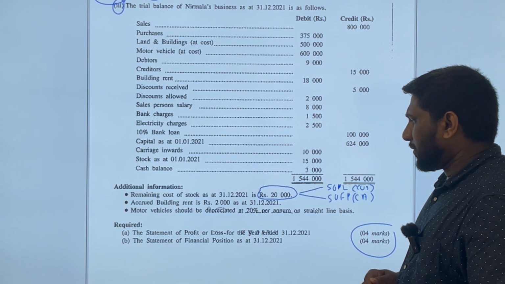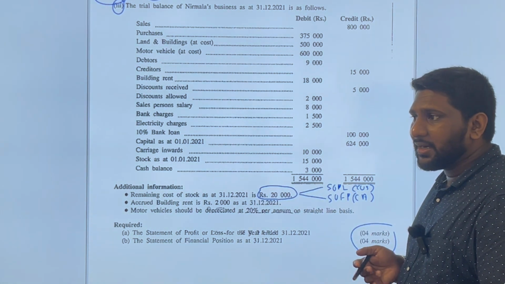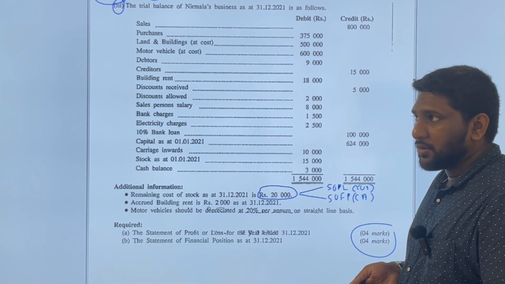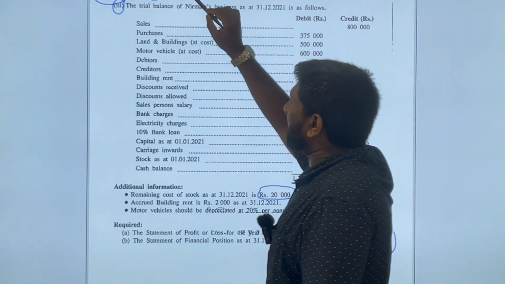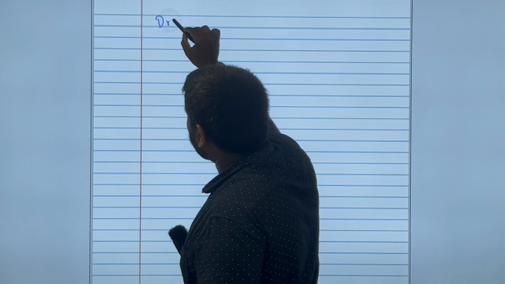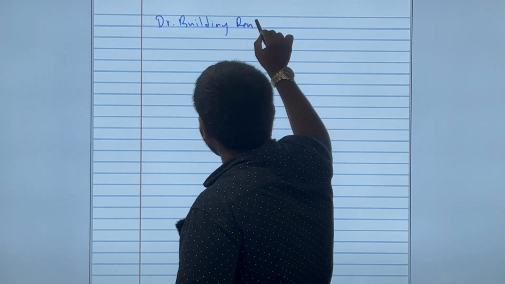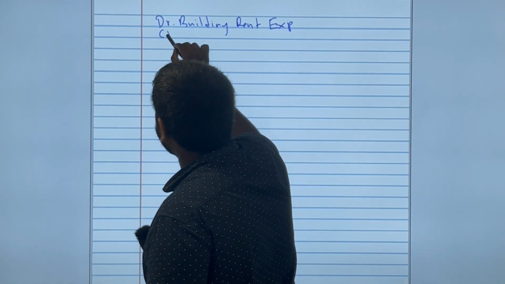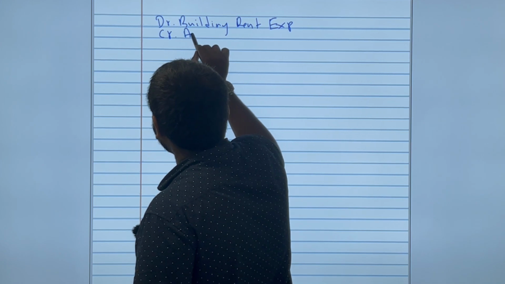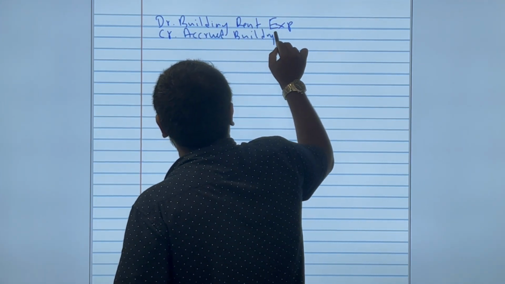And the second adjustment, accrued building rent is rupees 2000. Accrued building rent which is not yet paid. So if the building rent is not yet paid, what should be the double entry? Ideally, I'll write it here. Debit the building rent expense, and credit accrued building rent.